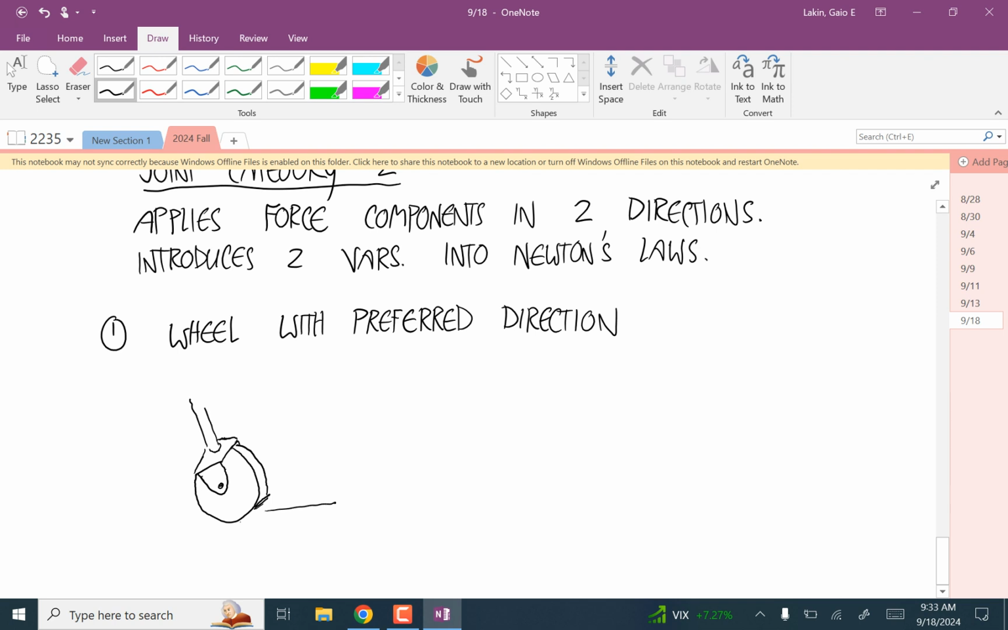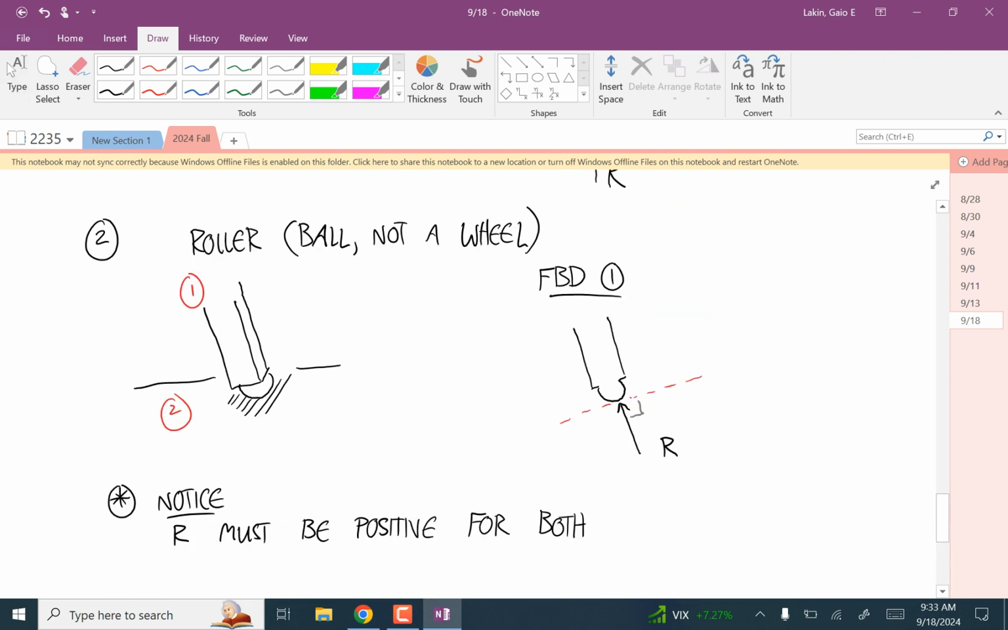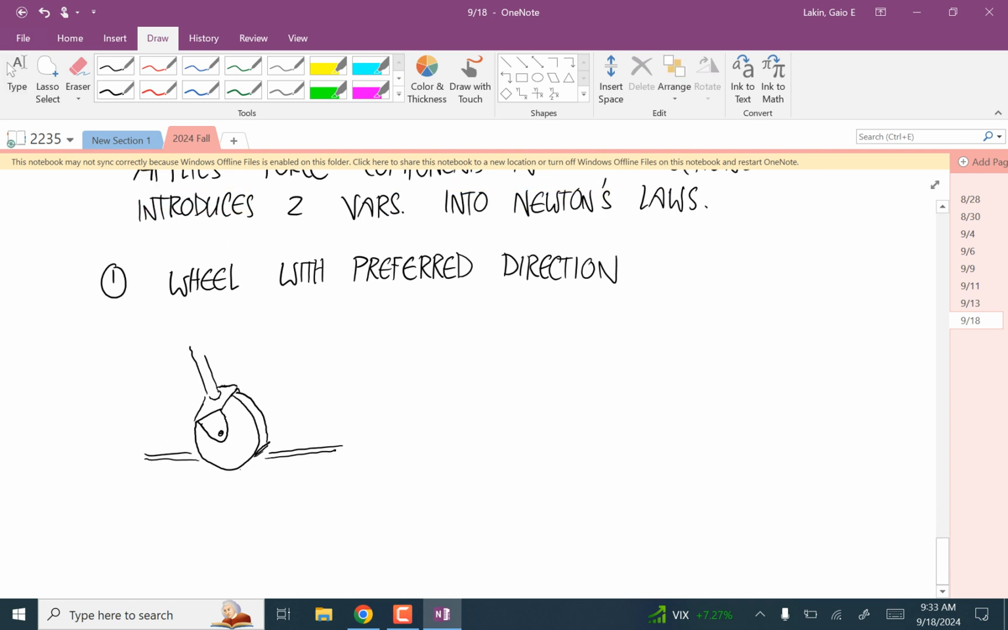This has a preferred direction. It can only move along this line. Notice that if you're doing a 2D problem, whether you see something like this or something like this is irrelevant, because all it can do is move in the plane. But here, there's a difference. I'm going to call this body 1, body 2, and a free body diagram of body 1.